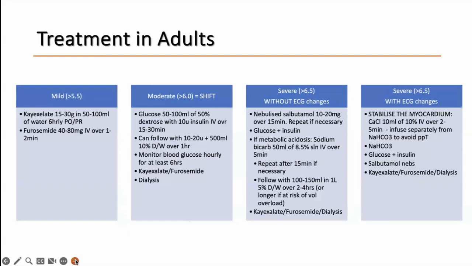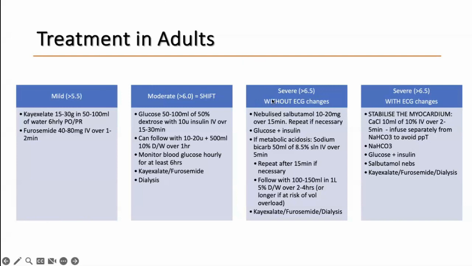Then we're going on to our severe. So we start without ECG changes. Without ECG changes, you can give nebulized salbutamol. And we don't really use the IV salbutamol as much in adults. Nebulized salbutamol has a very quick onset of action, very effective. And then, like we said, glucose and insulin. If you're having that metabolic acidosis, you use sodium bicarb. And then your adjuncts for increased elimination, K-oxalate and dialysis.